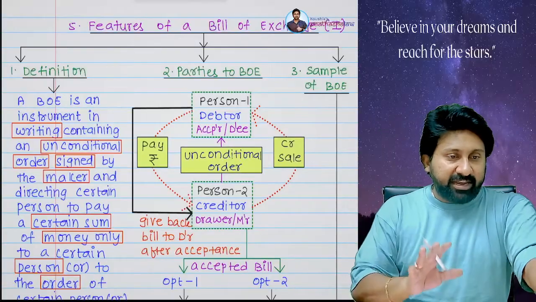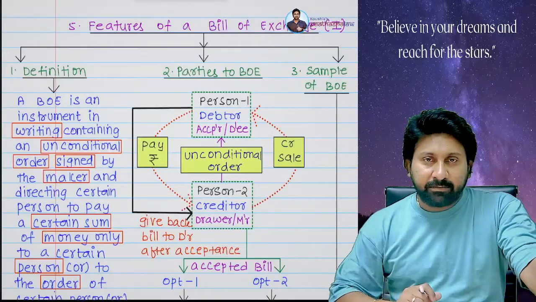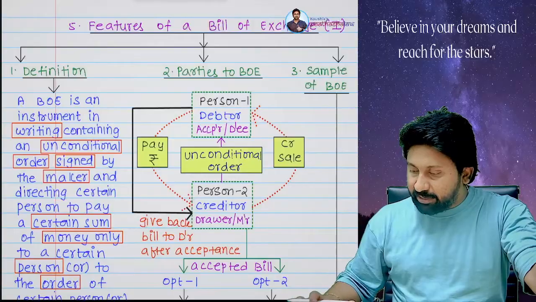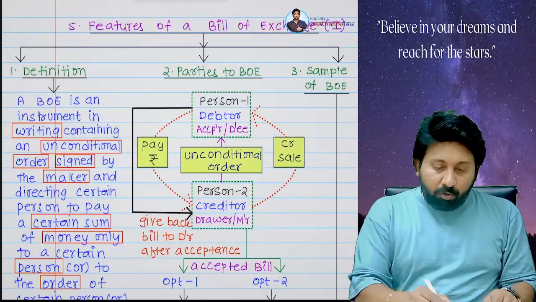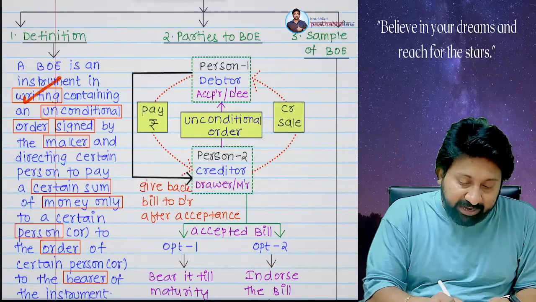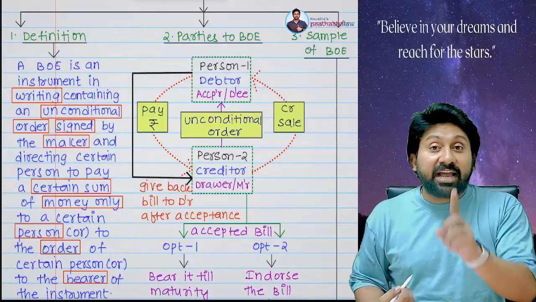For bills of exchange, I am putting a 5 minutes time because it contains some critical aspects. So let us complete bills of exchange in 5 minutes and the time starts now. So what is a bill of exchange? Same concept. Bill of exchange is an instrument in writing, cannot be in oral form, containing an unconditional order.